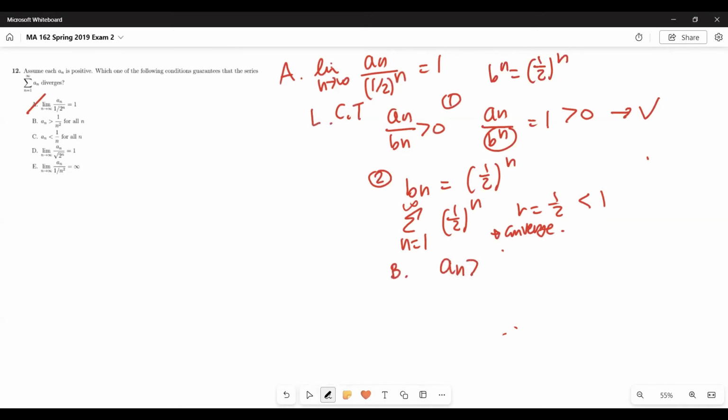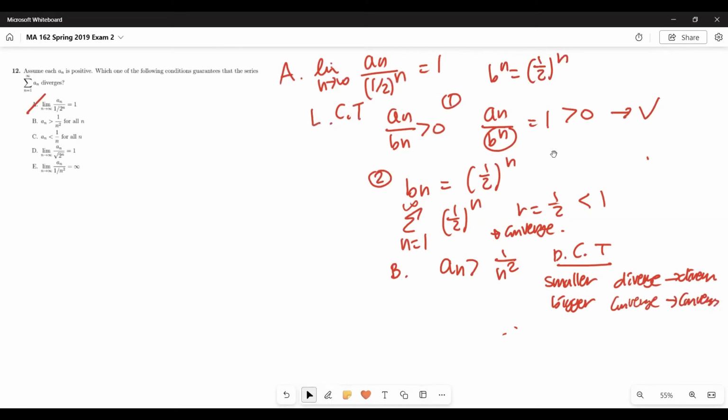A to the n is greater than 1 over n squared. For this question, we are going to use the direct comparison test. The direct comparison test says if the smaller value diverges, then the bigger one diverges. If the bigger value converges, then the smaller one converges. If it's not this order, it's not going to give you the right conclusion. It's going to be inconclusive.